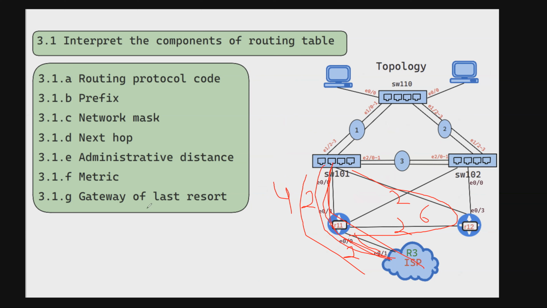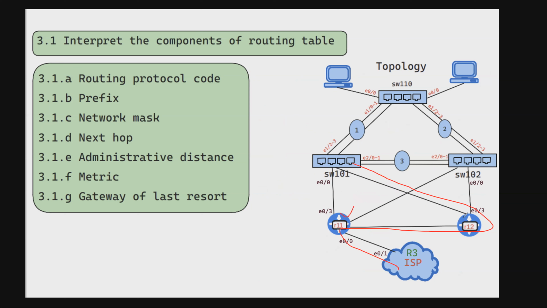Likewise, in terms of RIP, suppose you are running RIP. In this direction, how many routers does it have to touch? 1 and 2. Two routers or two hops. Here, how many hops or routers do you have? Only one hop. So this will be the preferred path.